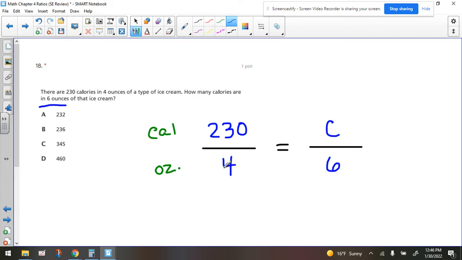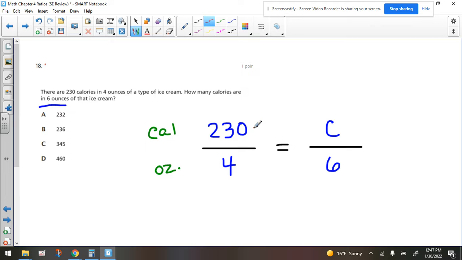Now, at the moment, this number is not compatible with this number. In other words, in your head, you're probably not able to say 4 times what equals 6. So when that happens, we have a couple of options. One option is the idea of using cross products. The other option is to maybe consider reducing this or find the unit rate. So since we've been talking a lot about cross products, let's explore that option.